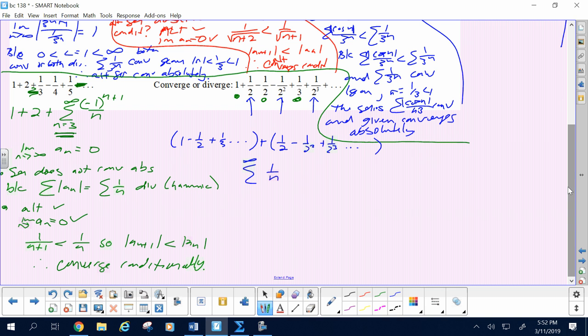If I start with 1 over n, then that means the index must start at 1, and so that would be negative 1 to the, I want to start positive, so I'm going to go n plus 1. I'll verify that works. When n is 1, I'd get negative 1 squared over 1, which seems good. When n is 2, I get negative 1 cubed, which is negative over 2. That seems like it's working.